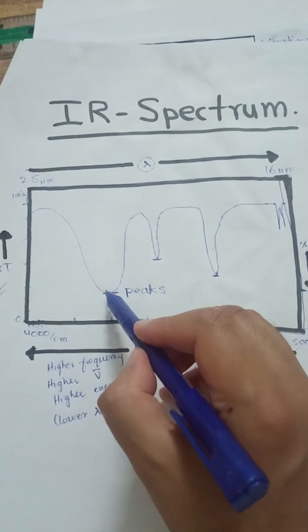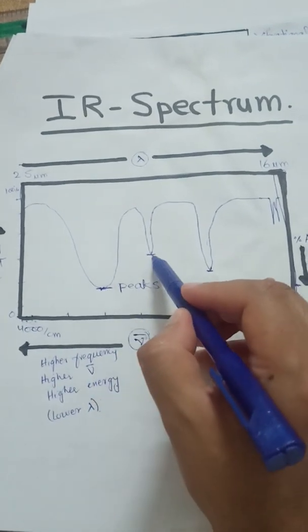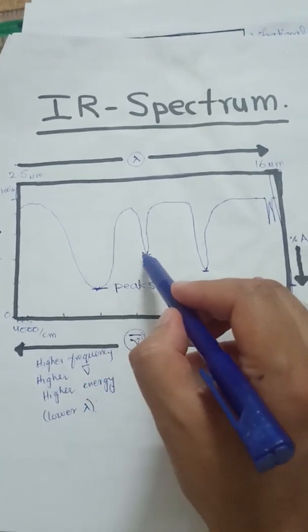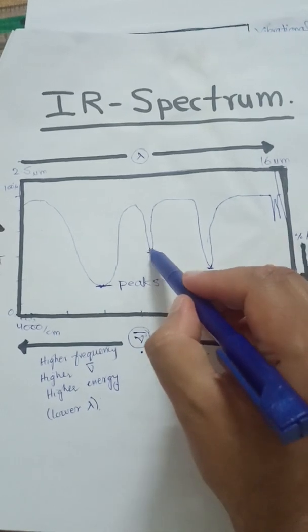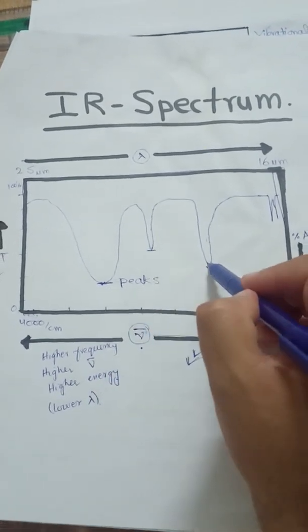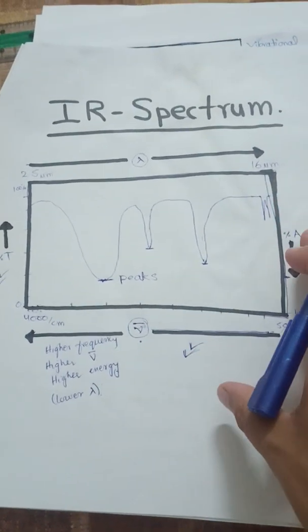So here we will represent this region. These are the peaks that represent the maximum absorption. So in this way we read the IR spectrum.